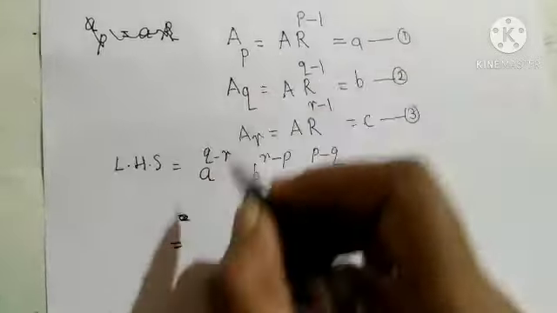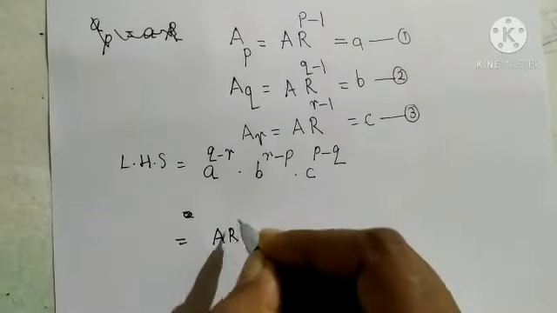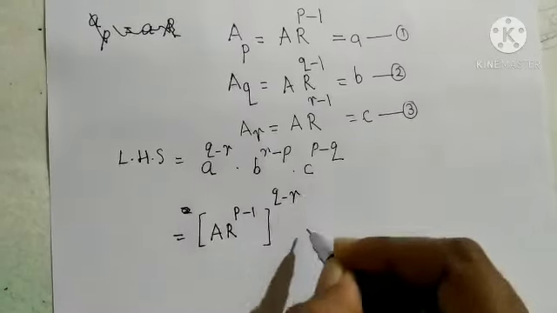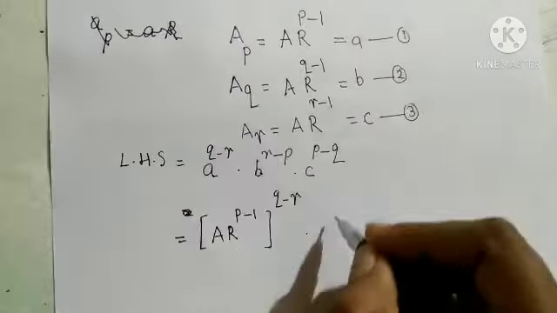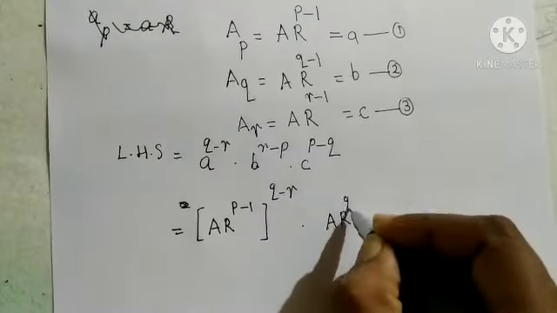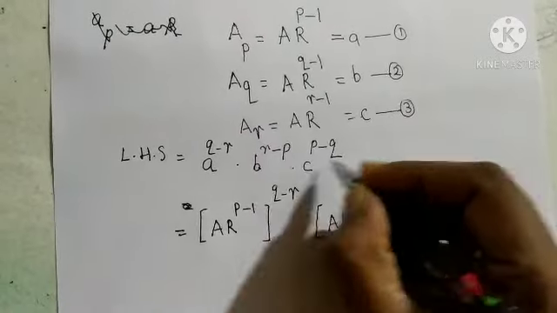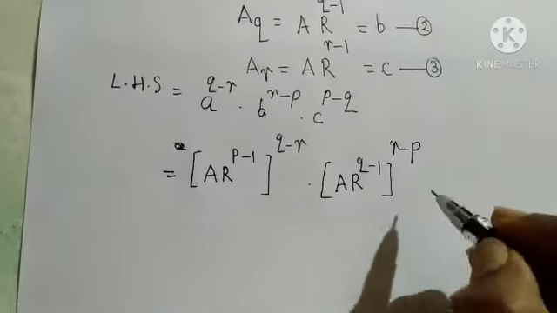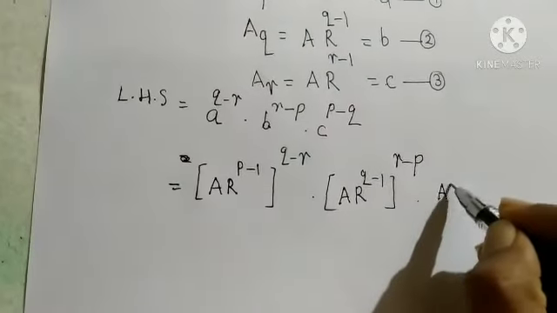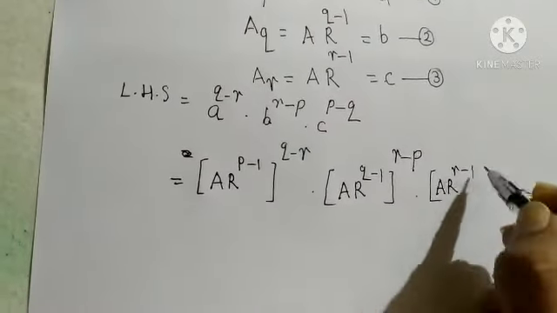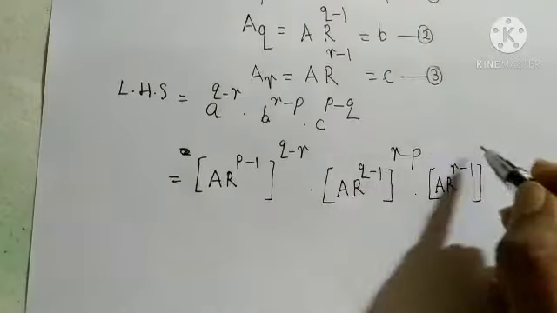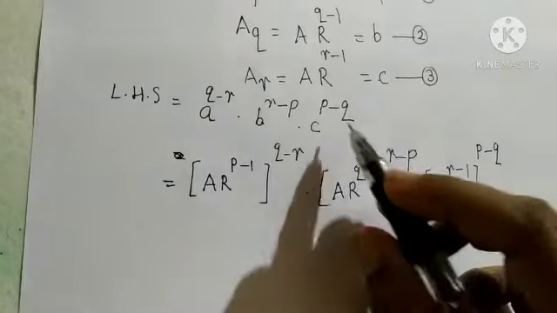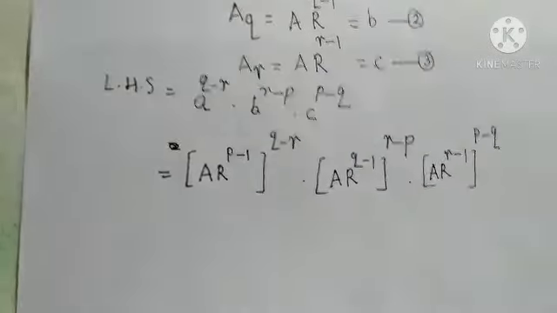the value of a is A R raised to p minus 1, whole raised to q minus r, into the value of b, A R raised to q minus 1, whole raised to r minus p, into the value of c, A R raised to r minus 1, whole raised to p minus q. So substituting the value of c here, and don't forget to write this power here.